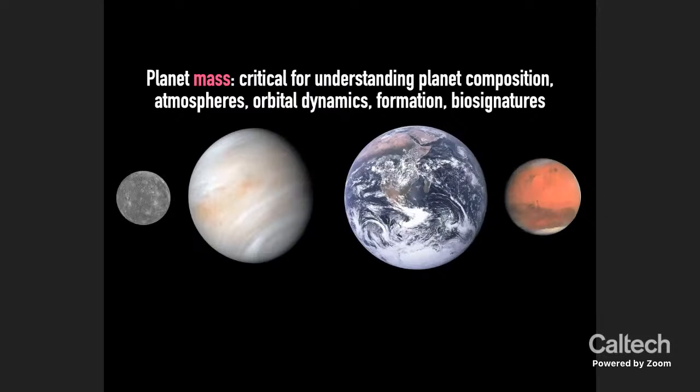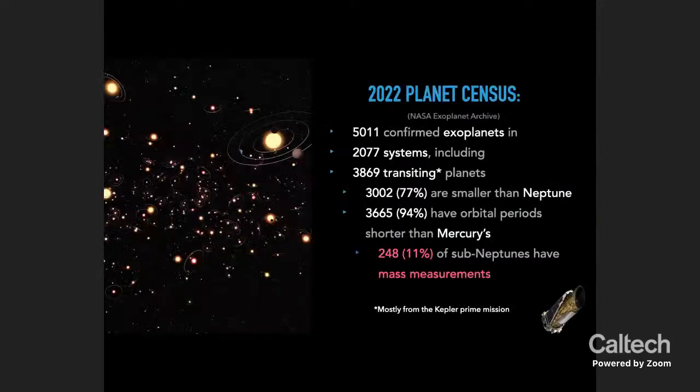Planet masses are just key for understanding the interior compositions of planets, their atmospheres, their dynamical histories, and for interpreting any putative biosignatures that we might find. Unfortunately, planet masses are also the bottleneck in our understanding. Of these thousands of planets, only a couple hundred, about 10% of these sub-Neptune sized planets, have measured masses. So let's just quickly review how these planets are discovered and characterized.